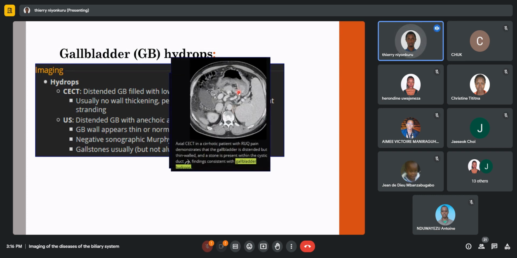In this contrast enhanced axial CT scan, it was in a cirrhotic patient. You can see this distended gallbladder with normal wall thickness and no pericholecystic fluid collection or adjacent fat stranding. However, we can see this hyperdense, well-defined lesion in the area of the cystic duct. So this gallbladder hydrops was due to obstruction of the cystic duct.